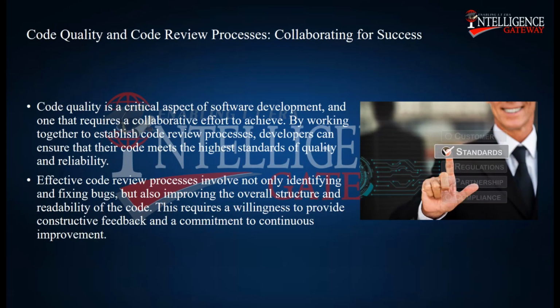Code quality and code review processes. Collaborating for success. Code quality is a critical aspect of software development, and one that requires a collaborative effort to achieve. By working together to establish code review processes, developers can ensure that their code meets the highest standards of quality and reliability. Effective code review processes involve not only identifying and fixing bugs, but also improving the overall structure and readability of the code. This requires a willingness to provide constructive feedback and a commitment to continuous improvement.